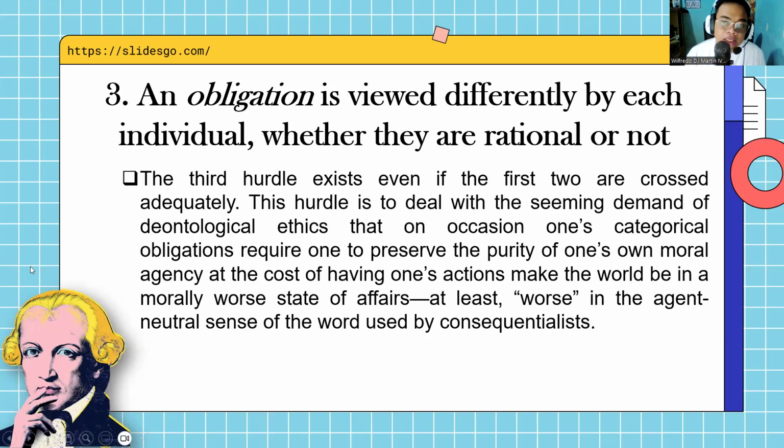And finally, the third problem with deontology is an obligation is viewed differently by each individual, whether they are rational or not. It only means here that when we deal with it, parang ano siya eh, para siyang relative lang. Because it exists even if the first two are crossed adequately.